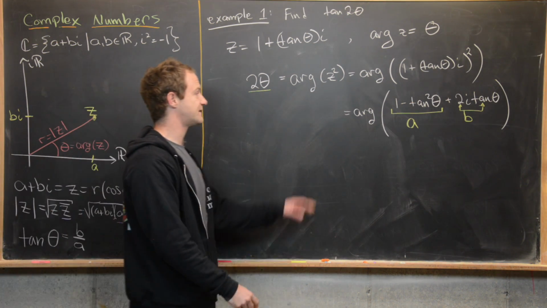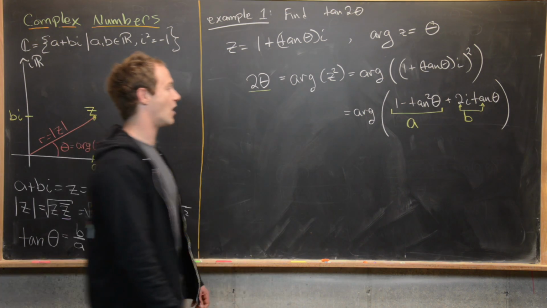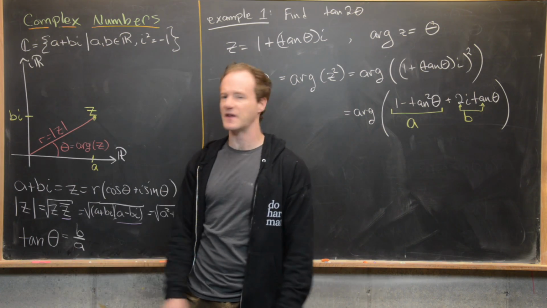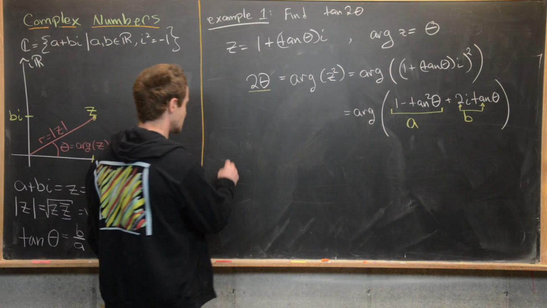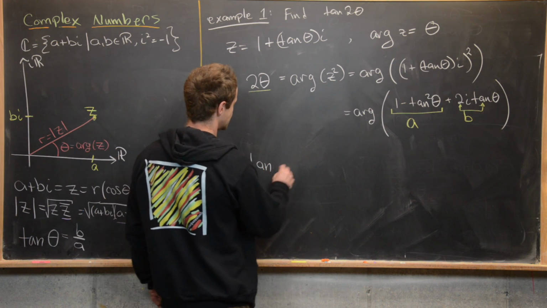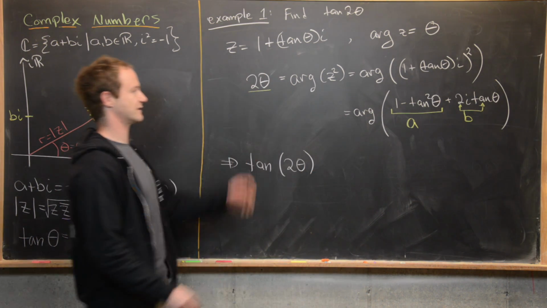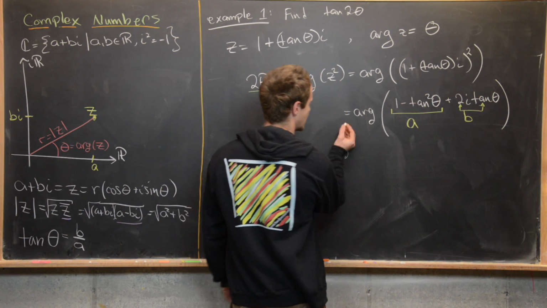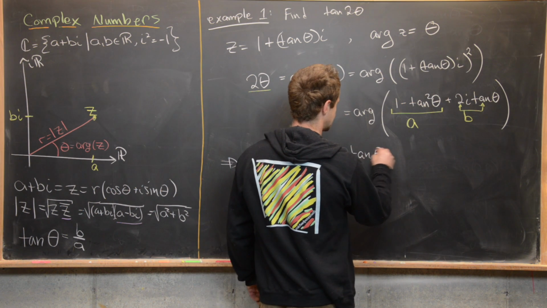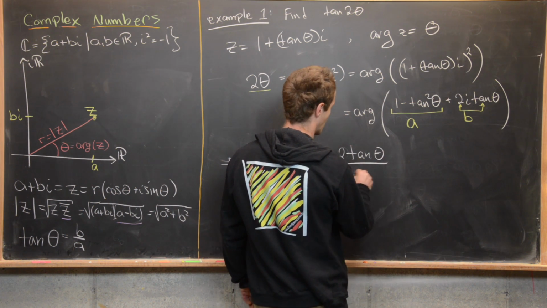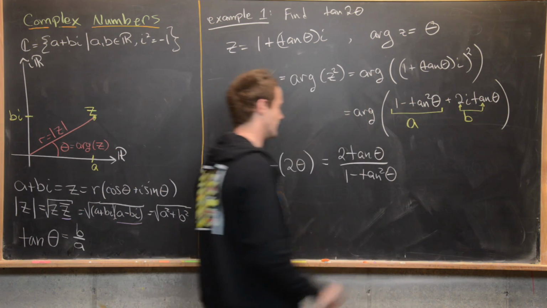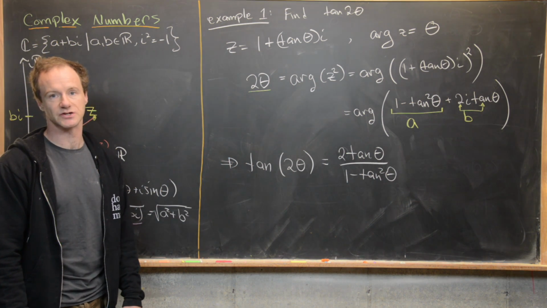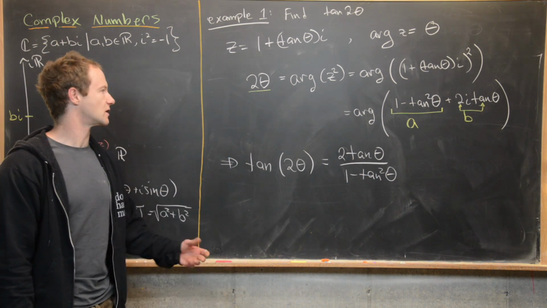But now we're going to use the fact that tangent of the argument is equal to b over a, and that follows from this, just where theta has been replaced with 2 theta. So let's take the tangent of both sides. Tangent of 2 theta, that's the tangent of the left-hand side, equals the imaginary part divided by the real part. So that leaves us with tangent of 2 theta equals 2 tangent theta over 1 minus tangent squared of theta. And that derives a semi-familiar double angle formula for tangent. Okay, so let's go ahead and get rid of this and we're going to look at another example.